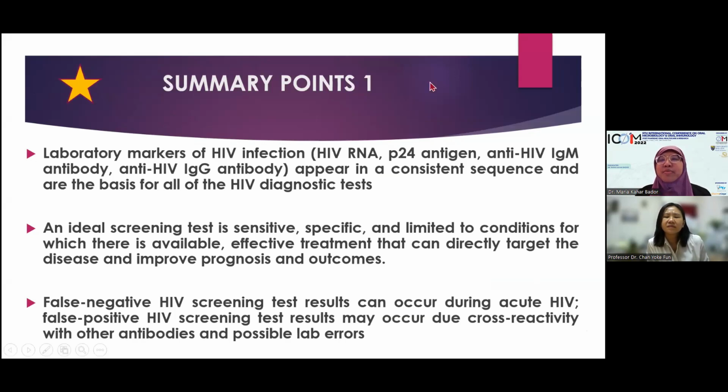Laboratory markers of HIV infection, HIV RNA, P24, IgM, IgG appear in a consistent sequence and are the basis for all HIV diagnostic tests. In order to not get confused, you need to know the serological profile, and many people forget that there is the eclipse time. I would also like to say that all this goes by the clinical. It's very important to always look at the patient and ask all the clinical details.